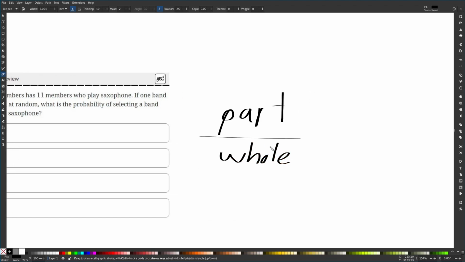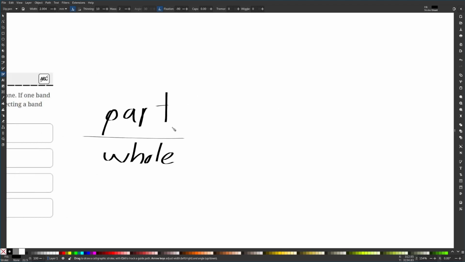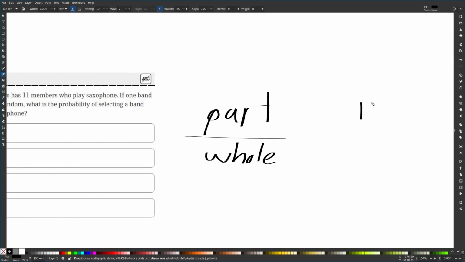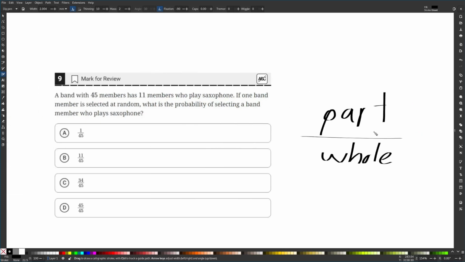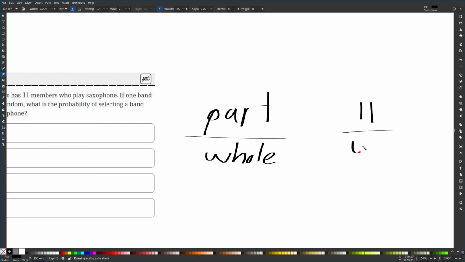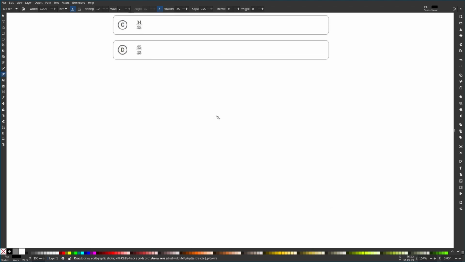Okay, so the part here is how many play the saxophone? Because that's what we're asking for, the probability of who plays the saxophone. So our part is 11, and the whole here is going to be the total members, which is 45. So the answer is simply 11 divided by 45. We're done. Next one.